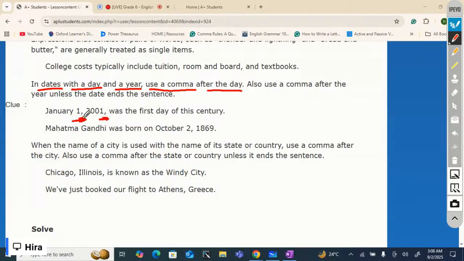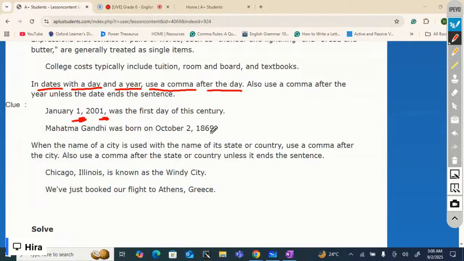So after the day, we will use one comma, and after the year, we are using a comma because the sentence continues, unless the date ends the sentence. Mahatma Gandhi was born on October 2, 1869.